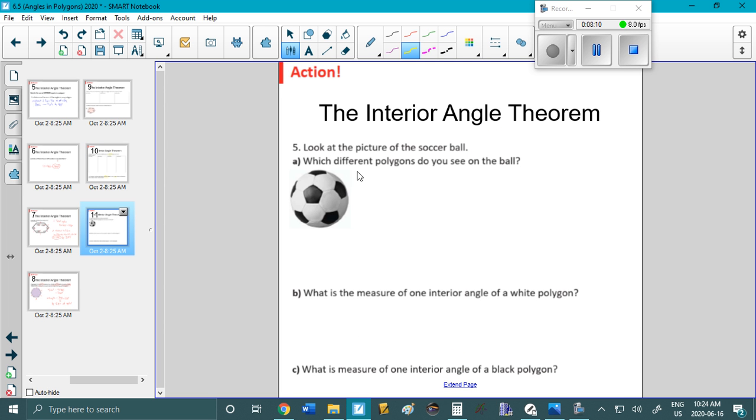So it says here, what different polygons do you see? So you've got the black and the white are different shapes, so tell me what they are. Find one interior angle of a white one. Remember, these are going to be regular as well, which means all the angles are the same. And then find one angle of a black. And that's it. That's your homework. Probably shouldn't take you long. And just make sure each time you say by IAT or by IAT in regular, and that's it.